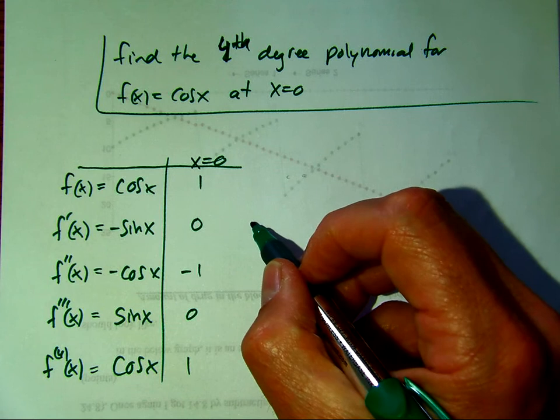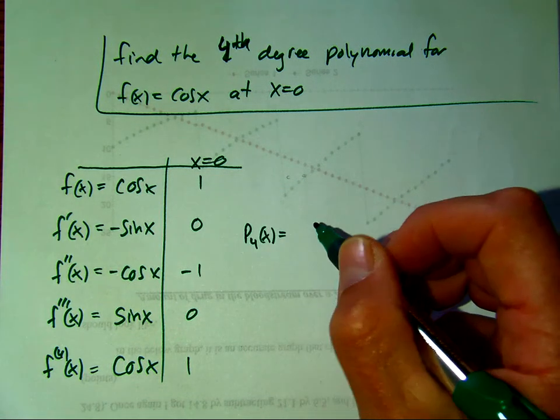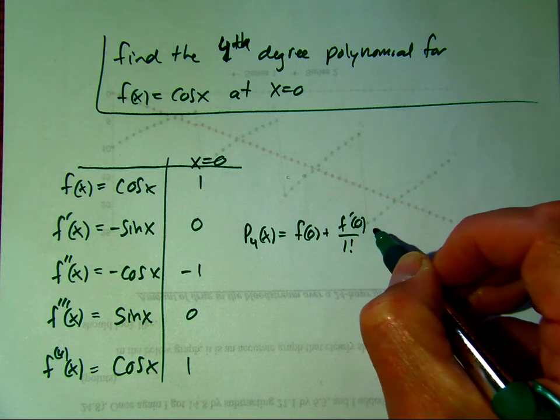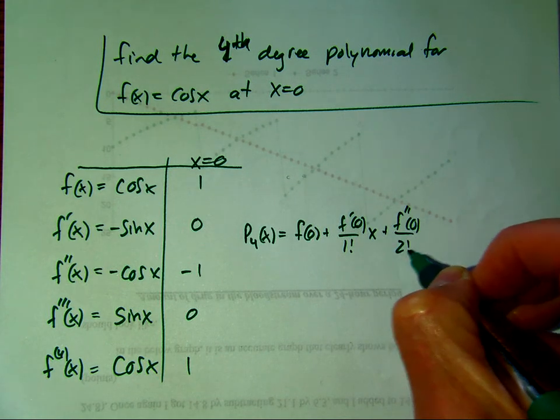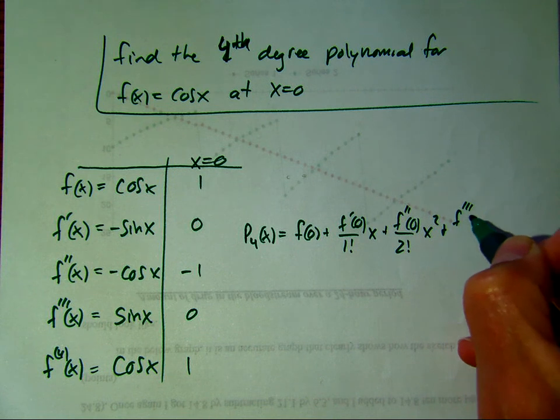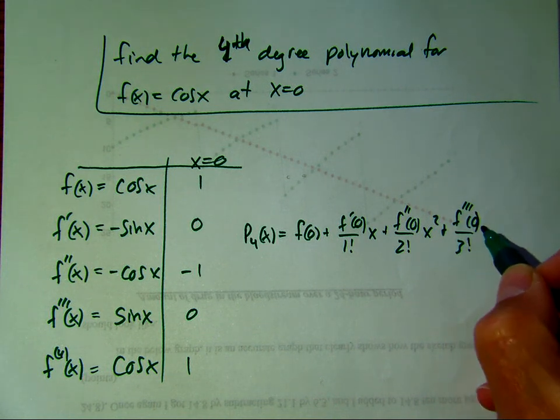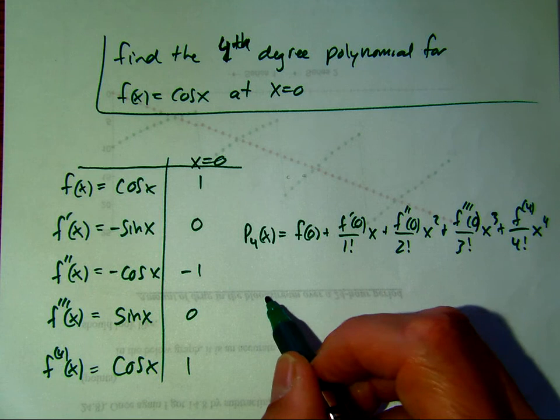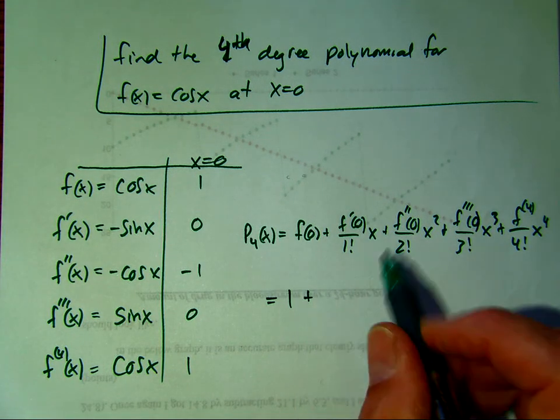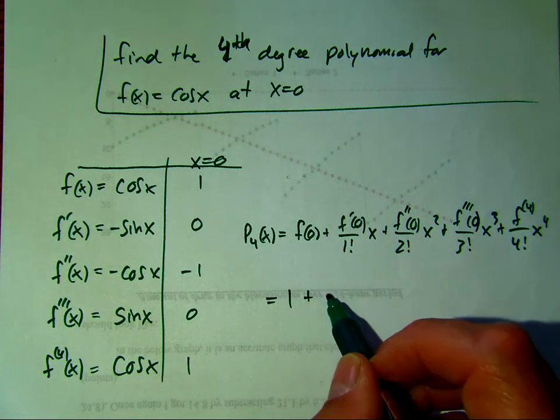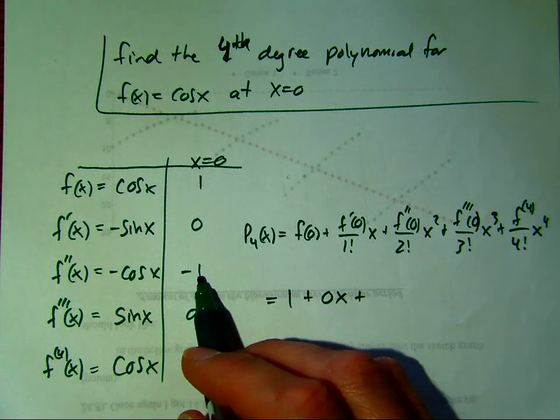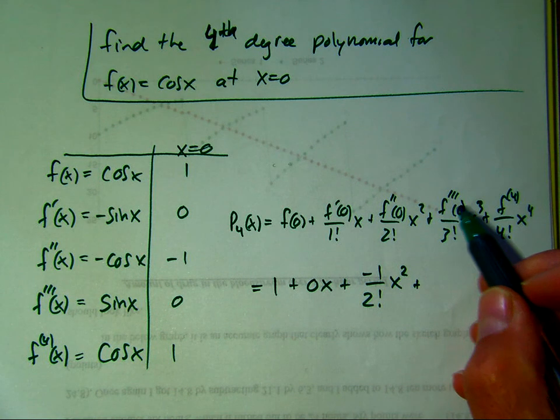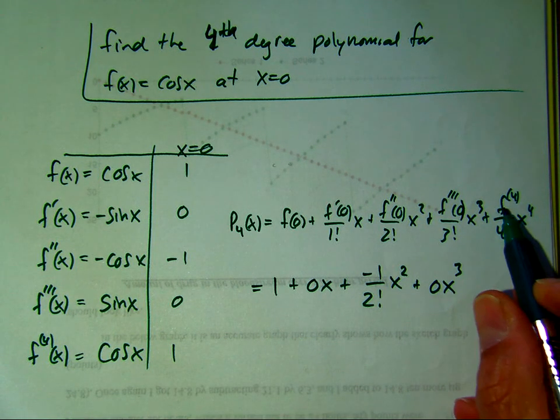So here with the fourth degree polynomial, we have f of 0 plus the derivative at 0, second derivative, third derivative, and fourth derivative. Then we substitute. F of 0 is 1. F prime of 0 is 0, so that is just going to be 0x. F double prime of 0 is negative 1. The third derivative at 0 is 0, so 0x cubed. And the fourth derivative is 1.